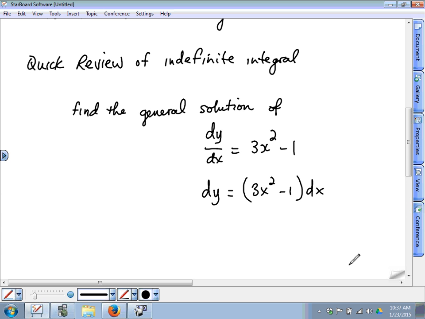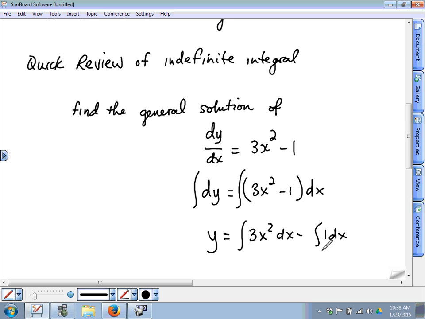Then we add 1 to the exponent and divide by the new exponent. There you go. So that's called taking an integral. Remember this symbol? Okay. If you take the integral of dy, that's just y. If you're taking the integral of the sum or difference of multiple terms, that's just like taking the integral separately. So it's the integral of 3x squared dx minus the integral of 1 dx.